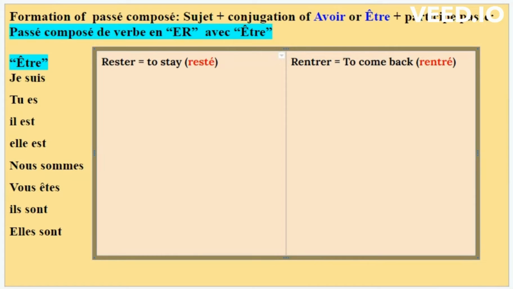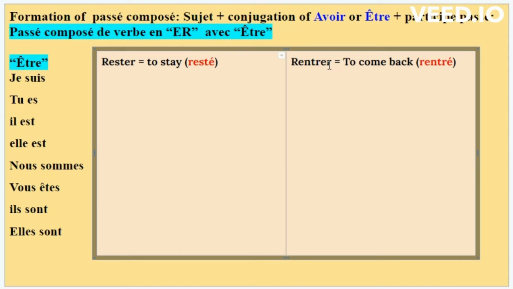Bonjour mes chers amis. Okay, on today's topic we are going to do the conjugation of the verb au passé composé with the auxiliary être. You can see here passé composé du verbe en AR et ER are verbs with être, avec être. Okay, we have two verbs here. We have verb rester and rentrer.